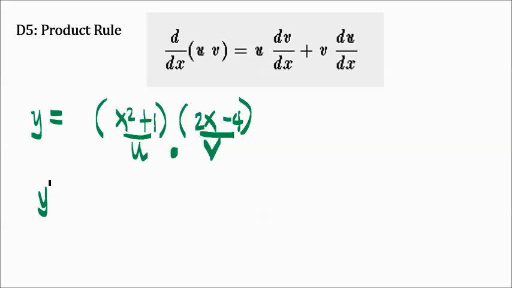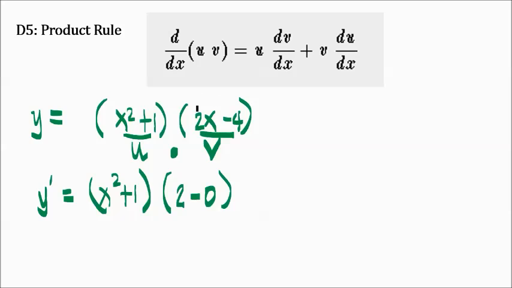So y prime is equal to, follow the formula, copy u. u is equal to x squared plus 1. And then derivative of v, dv over dx. Derivative of v is 2 minus 0. The derivative of 2x is just 2, and the derivative of negative 4 is 0.